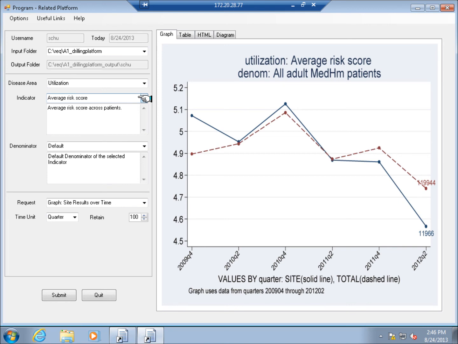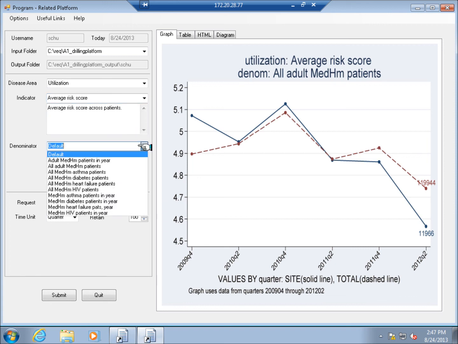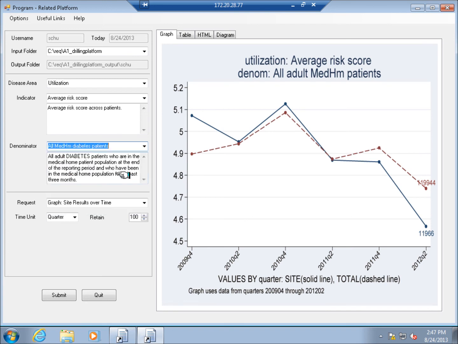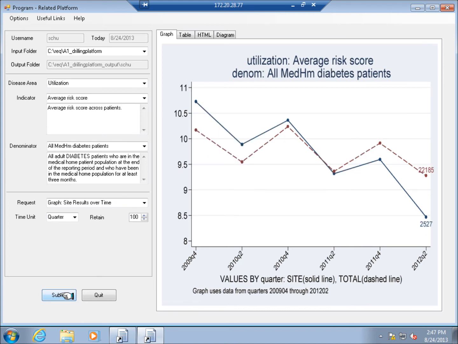The logic behind the score's construction is that poor access, poor outcomes, and deficient care processes increase patient risk levels. Therefore, lower levels of the risk score are preferred. For Lolly Kemp, the risk score appears to be moving downward, as desired, over time. The same measure can be obtained for a chronic disease group, such as diabetes patients. The diabetes risk score also is moving in the desired direction.